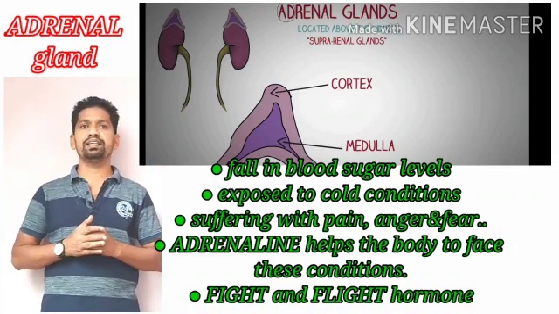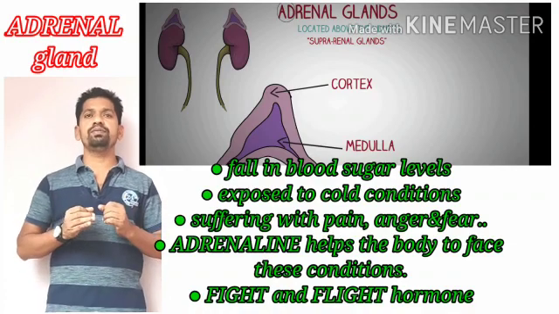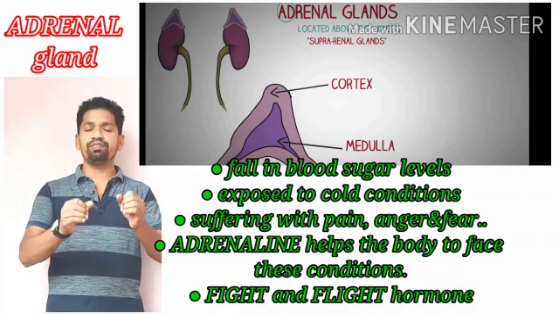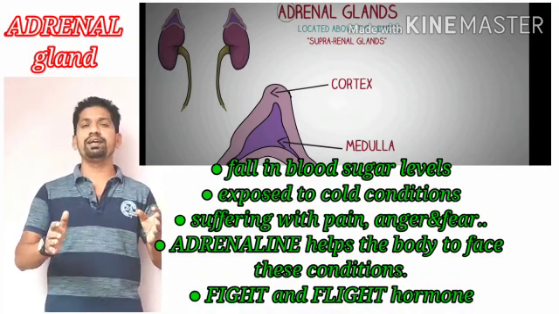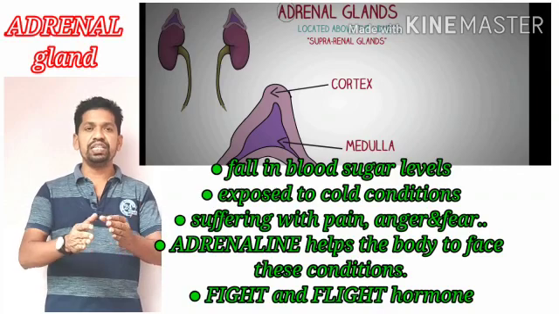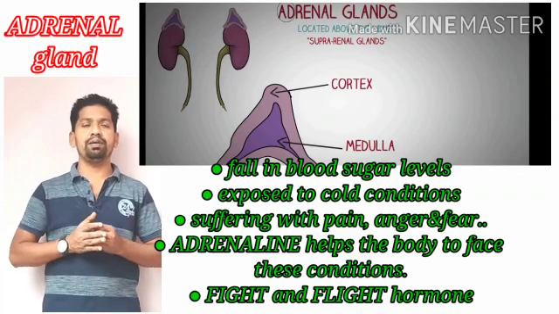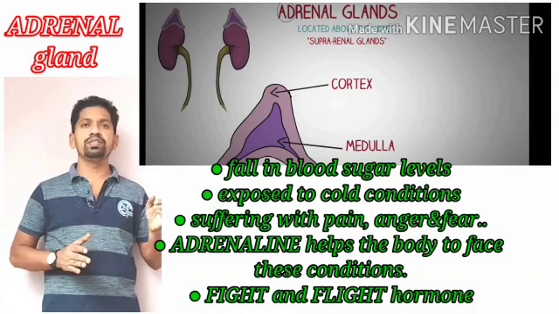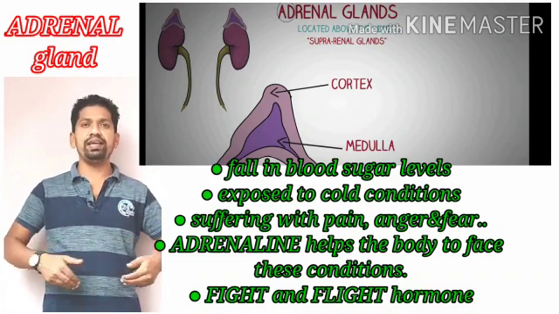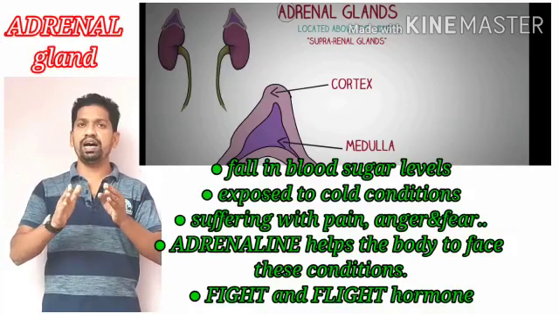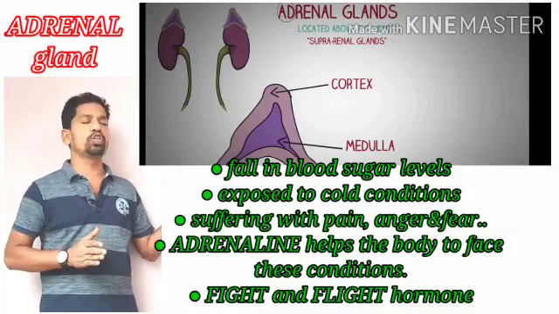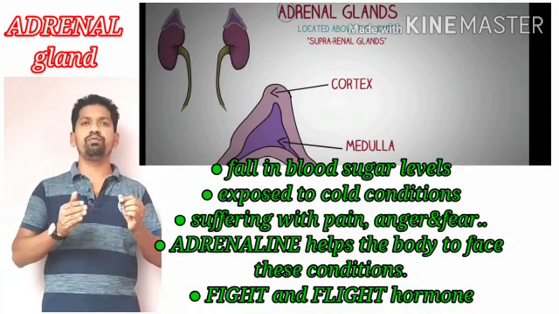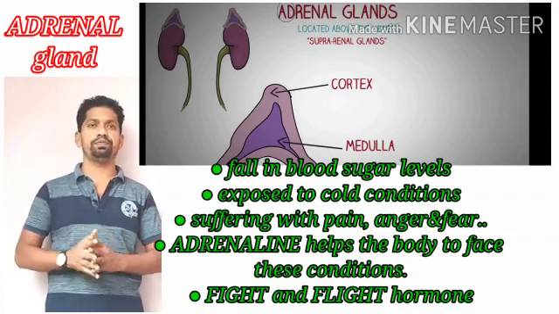So mostly when we are suffering from low sugar levels in the blood, pain, angriness and fearness, these types of conditions are maintained by the adrenaline hormone. So we have the ability to face these types of conditions due to one hormone known as adrenaline, produced by the adrenal gland. That is why the hormone is also known as the fight and flight hormone.